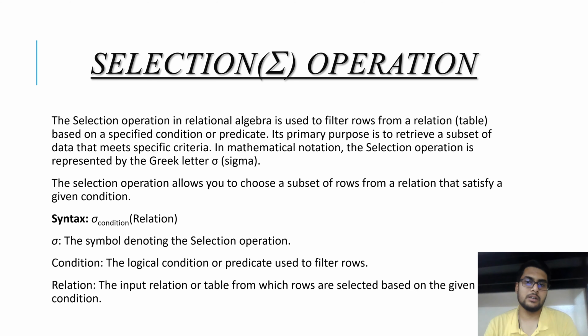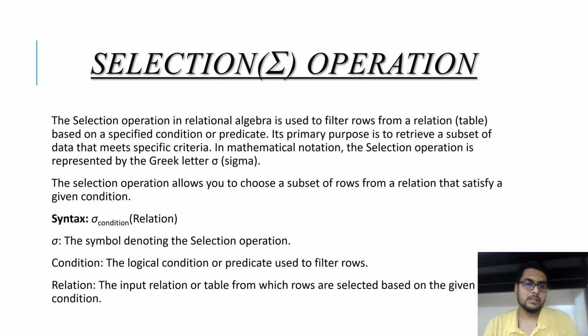The selection operation is a relational algebra operation. It's used to filter rows from a relation based on a specified condition or predicate. Its primary purpose is to retrieve a subset of data that meets specific criteria. In mathematical notation, the selection operation is represented by the Greek letter sigma. The selection operation allows you to choose a subset of rows from a relation that satisfy a given condition.